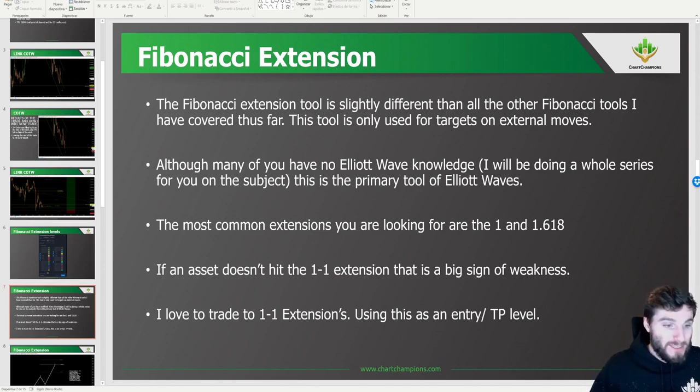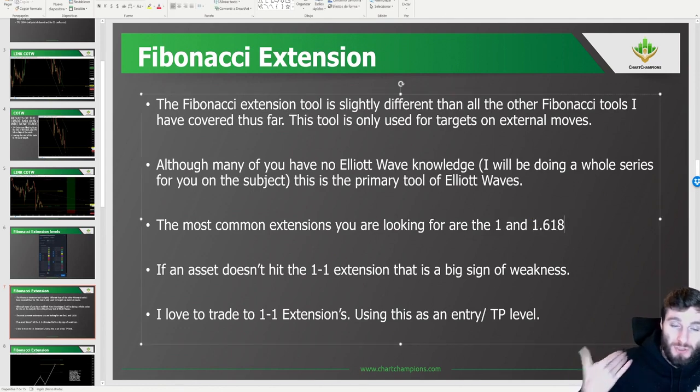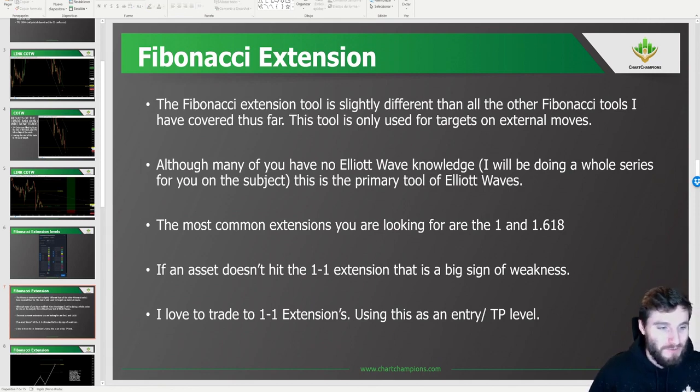Okay, so the most common extensions you are looking for are simply the 1 and the 1.618 extension. I really like to use the 1-to-1, and find it very helpful for at least taking profits. If an asset or anything that you trade doesn't hit the 1-to-1 extension, that is a big sign of weakness. Again, this is going to make sense as I go through the slides today, so you might want to rewatch this one, and when you rewatch it, that will make sense. Basically I love to trade to 1-to-1 extensions, using this sometimes as an entry, sometimes as a take profit level. Again, as with every single tool I've ever covered, it's all about confluence.